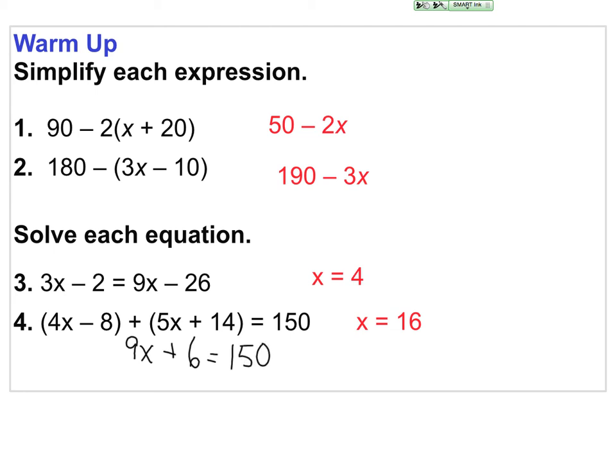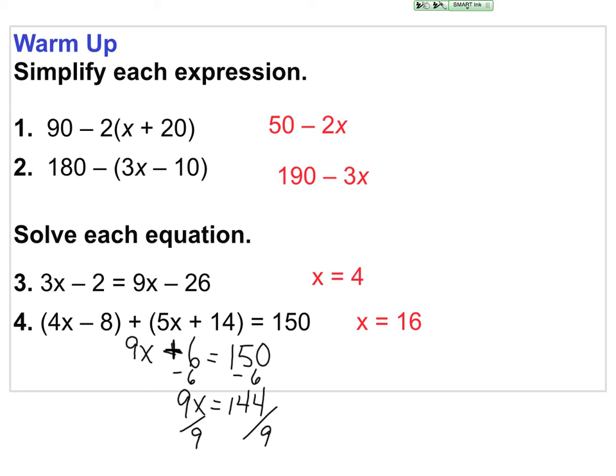equals 150. Now I'm ready to do some opposite work to cancel things out. So subtract 6, 9x equals 144. 144 divided by 9 should be 16. Right. Others to see?